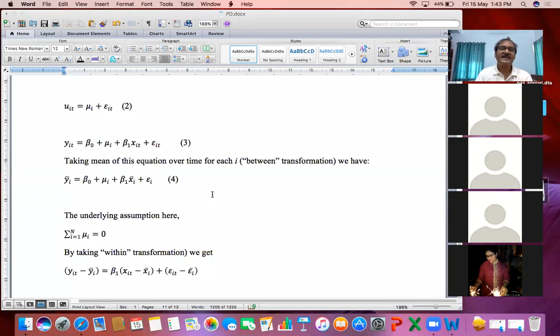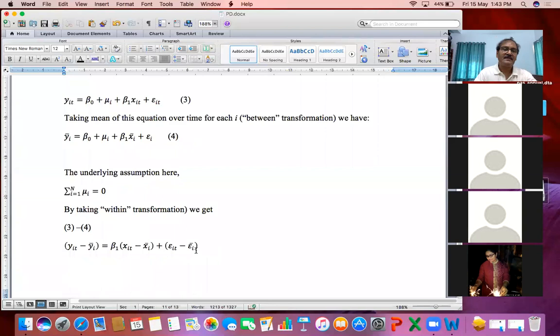And for the second part, you take a difference. That is, take equation 3 minus equation 4. If we take the difference of 3 and 4, you have this form of the regression model. Left hand side, y_it minus y bar i. On the right hand side, beta naught will be cancelled out. Mu i will be cancelled out. You have beta 1 into this part plus this minus this part. So this is equation 5.